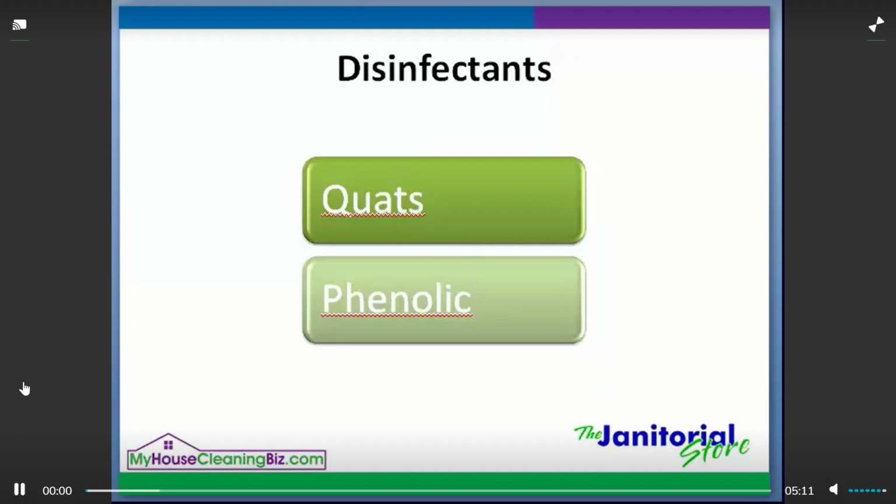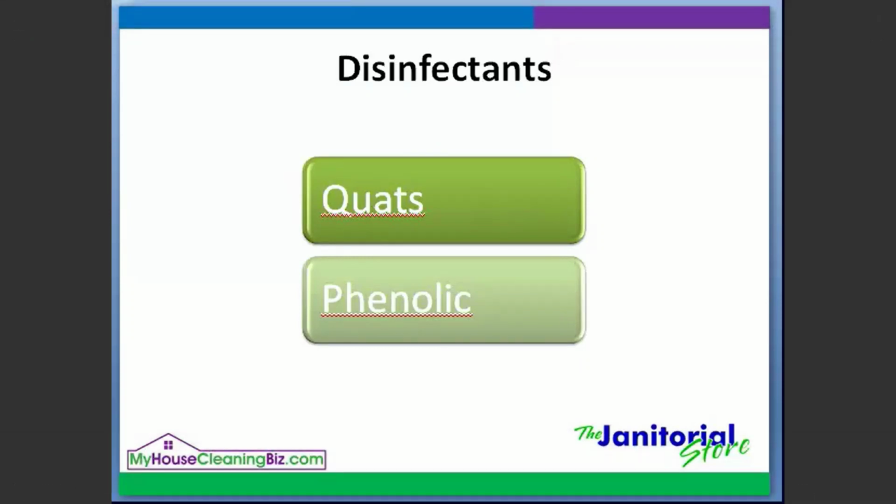The pathogenic organisms that the disinfectant claims it is effective against must be EPA registered. When you hear the term hospital-grade disinfectant, that refers to a disinfectant that is effective against a select number of bacteria. The two common disinfectants used are quaternary ammonium compounds, or quats, and phenolic disinfectants, or phenols.